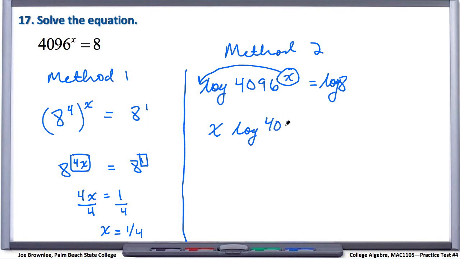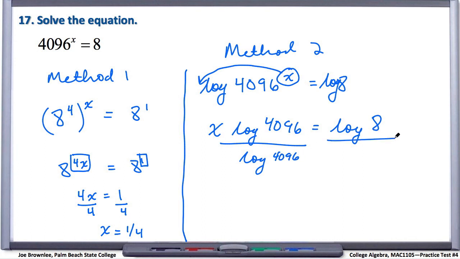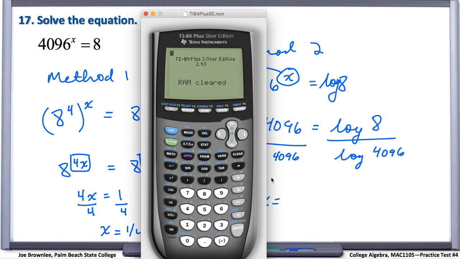log 4096 equals log of 8, and if we want x all by itself, we'll divide both sides by log 4096, and we'll end up with x equals, and then for something like that, you would want to use your calculator. So let's see, we're saying log of 8 divided by log of 4096, and we end up with 0.25, which is, if we express it as a fraction, 1 over 4.